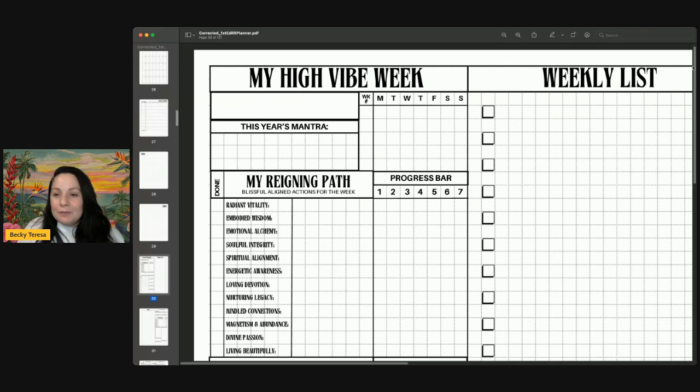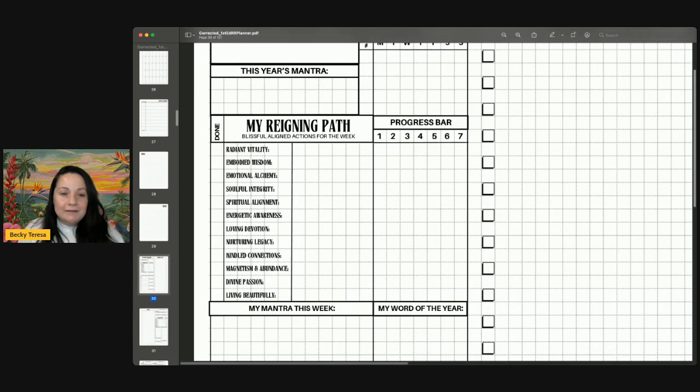Okay, so then moving on, this is the crux of the planner, right? Like this is the architecture. This is the crème de la résistance. And so this is what this whole planner is about, right? Is your reigning path. And so these are the blissful aligned actions that we're going to take for the week for each of our life categories.